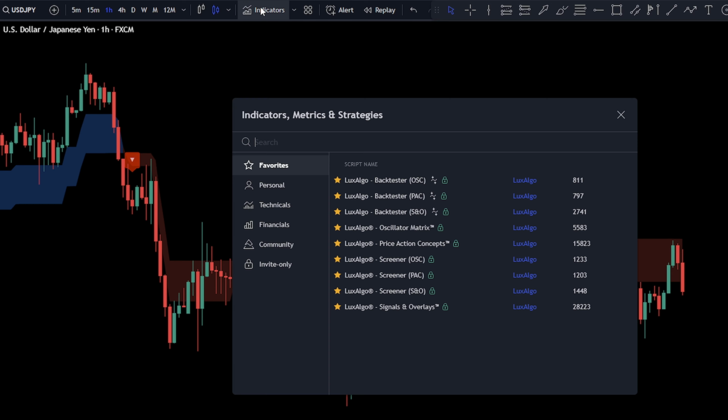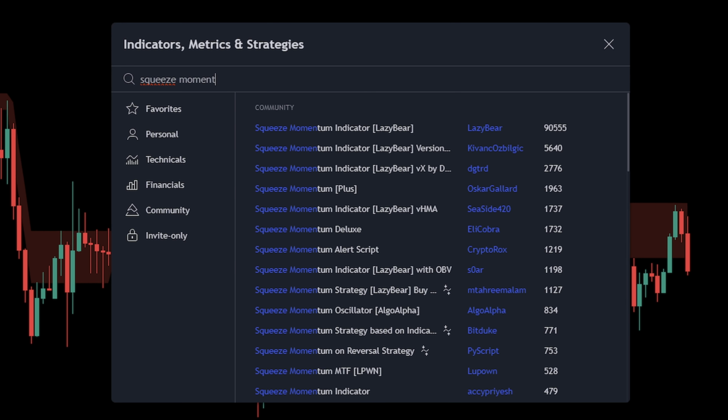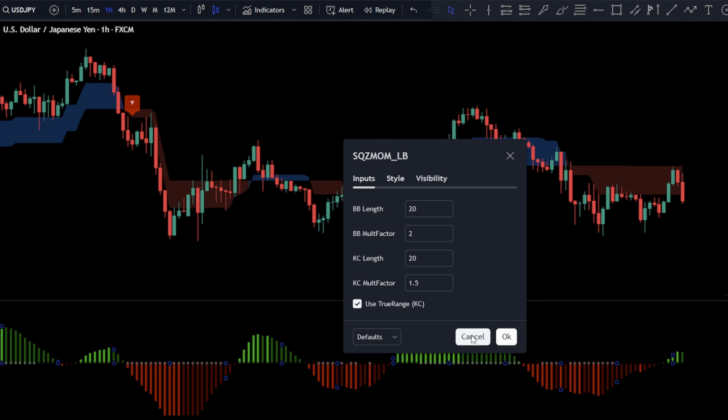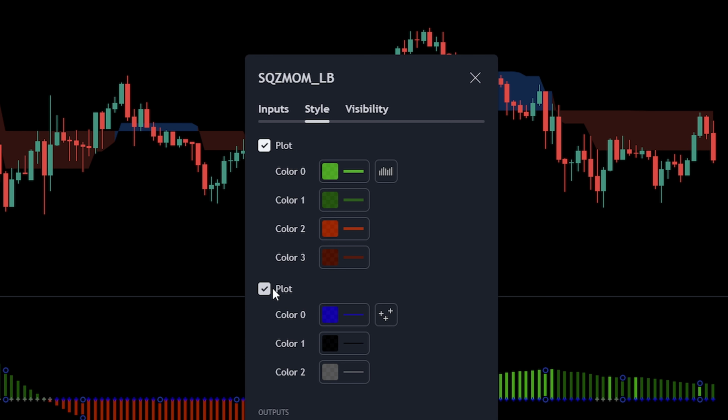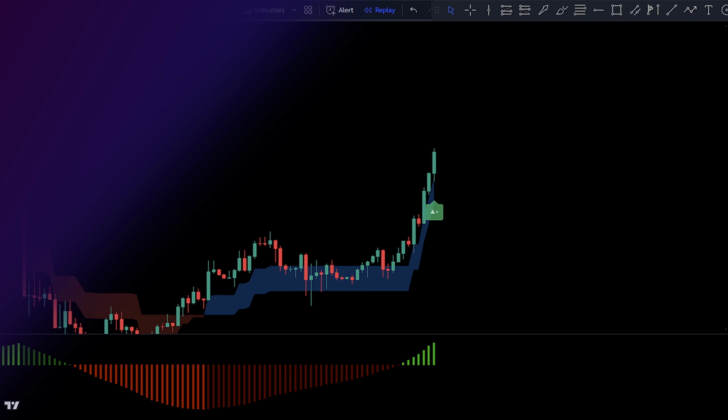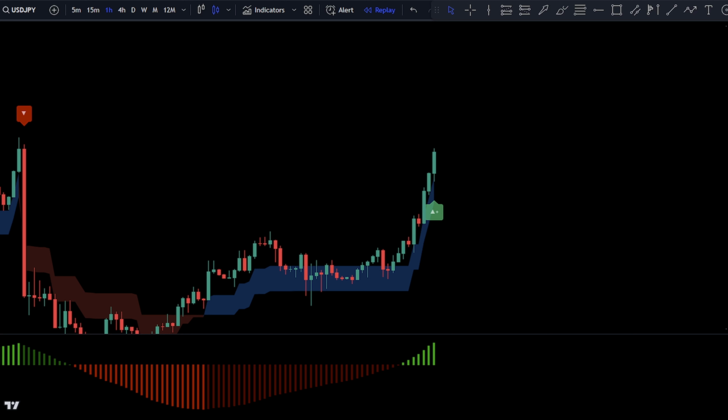Then we want to click the indicators again and search for Squeeze Momentum Indicator and click this one by LazyBear. For the KC length, we want to use 80, and for the multiplication factor, we want to use 1.5. Now click the Style tab and uncheck the second plot option. And that's it. So, when exactly should we enter buy or sell trades?